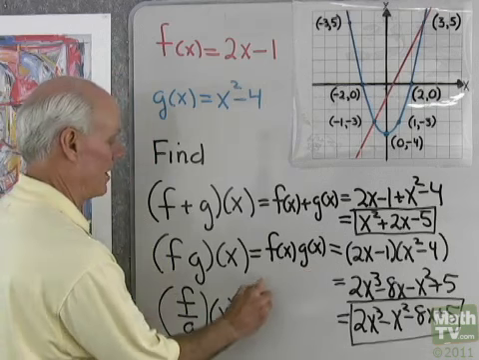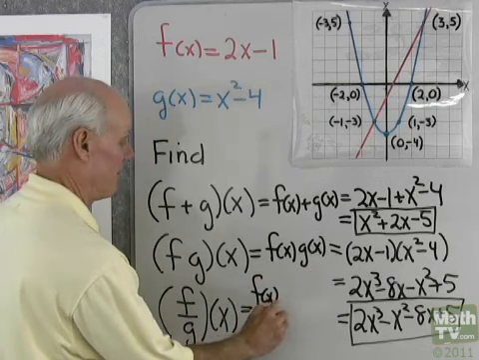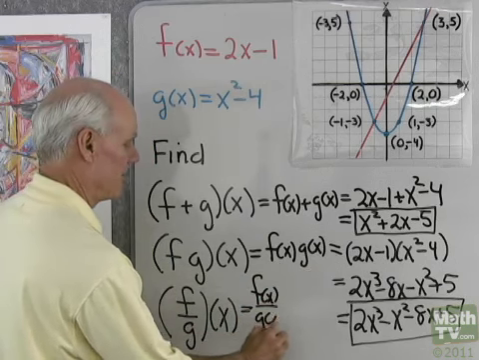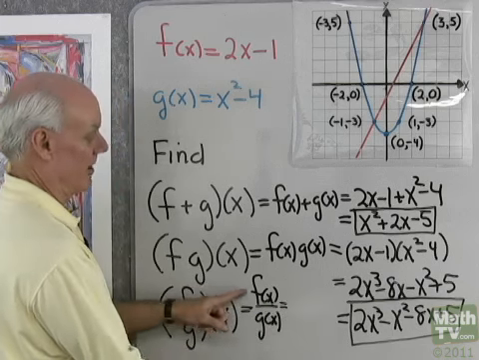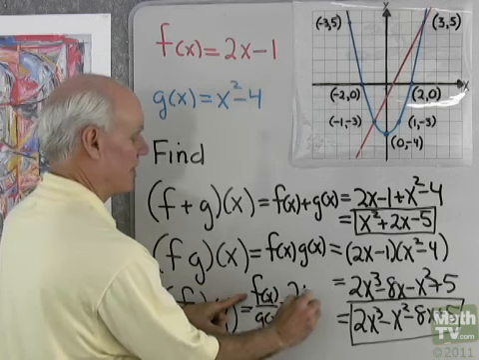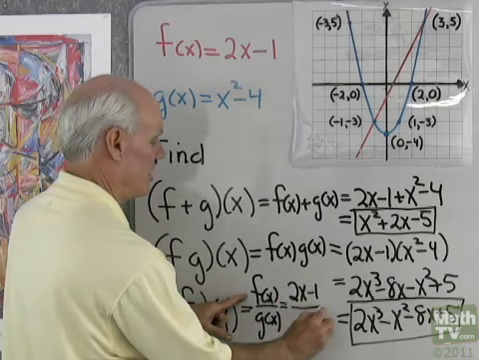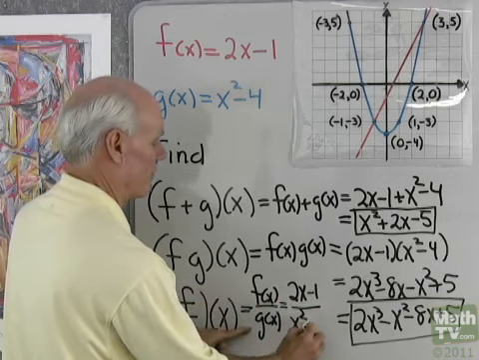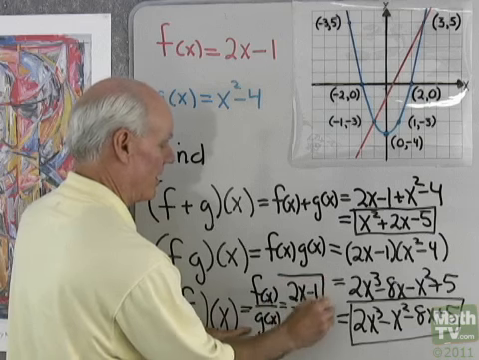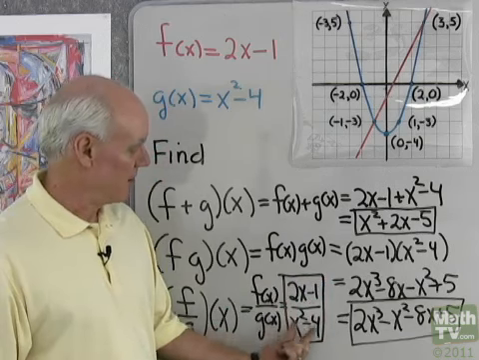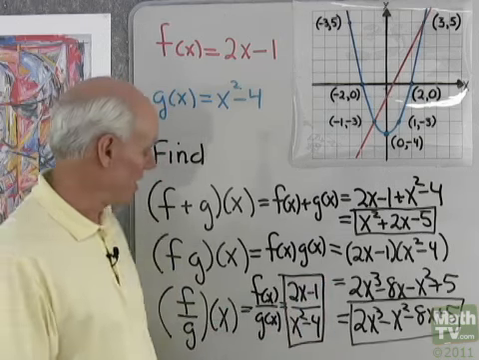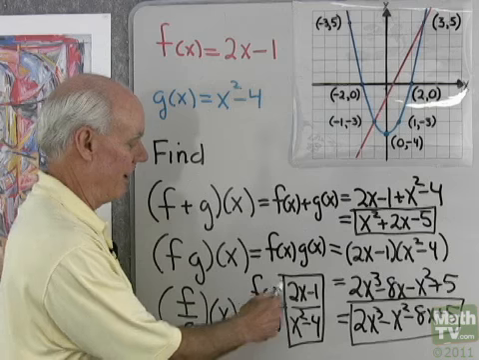Okay, how about f over g of x? Well, that's going to be f of x over g of x. Use the same type of definition here. I'm just going to divide the two functions. f of x was 2x minus 1. g of x is equal to x squared minus 4. And so I can't do much more than that. Just write this down: 2x minus 1 over x squared minus 4. So that's this new function, f over g of x.